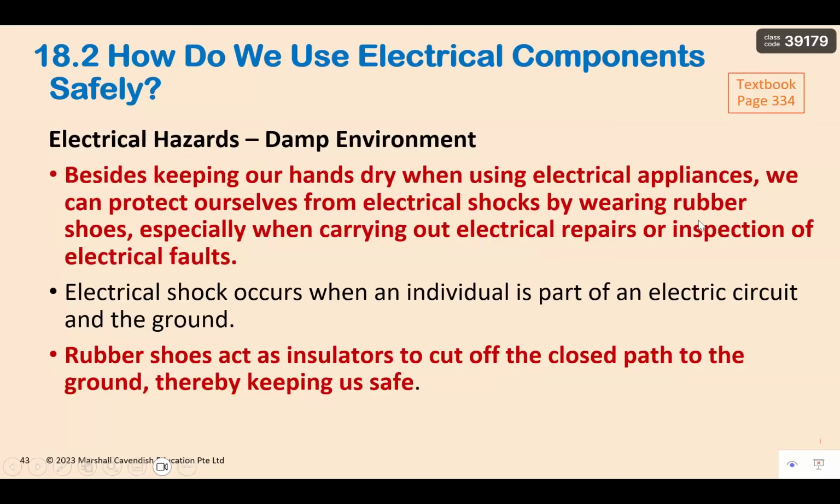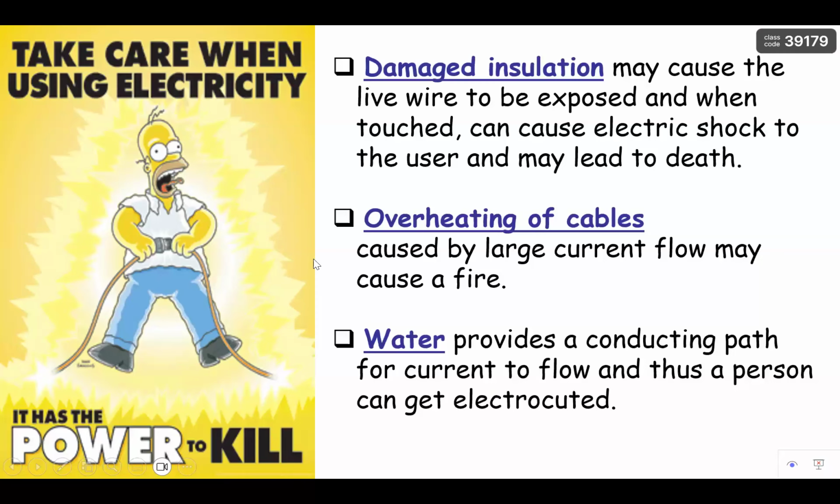Another possible way is by wearing rubber shoes, okay? Because by wearing rubber shoes, we stop the path for the current to flow through our body down to the ground because of the rubber shoe, which is an insulator. So it forms an open circuit, okay? It cuts off the closed path to the ground. So electricity will not flow through your body and you will be safe. You will not get an electric shock.